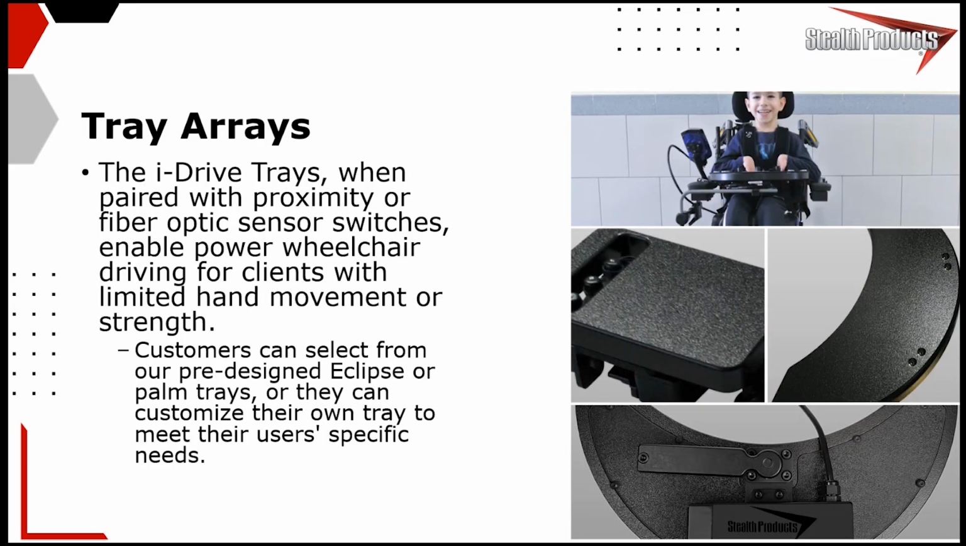We do have also 2 styles of Eclipse trays. The Eclipse tray arrays here, we have proximity that's going to come with 4 proximity sensors that you can place inside that tray. You can move them around inside the tray so that they're in locations that work best for the client. And then we have fiber optic trays that come with either 3 or 4 fiber cables. We can place those for you if we have good specs.